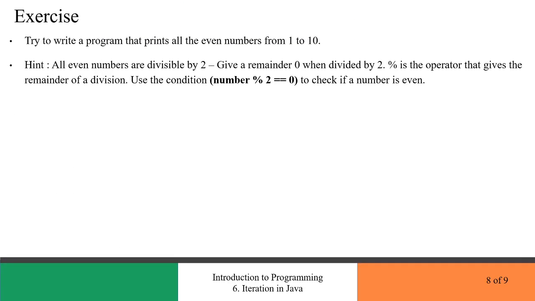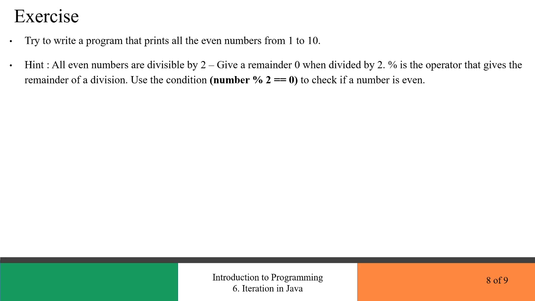Now, to mark the end of this lesson, let us try out an exercise that prints all of the even numbers from 1 to 10. A hint is to try to take the earlier program as reference. In the earlier program, we are just printing all of the numbers from 1 to 10. In addition to that, before printing, we need to check if a number is even. Only if the number is even, we need to print or display it.